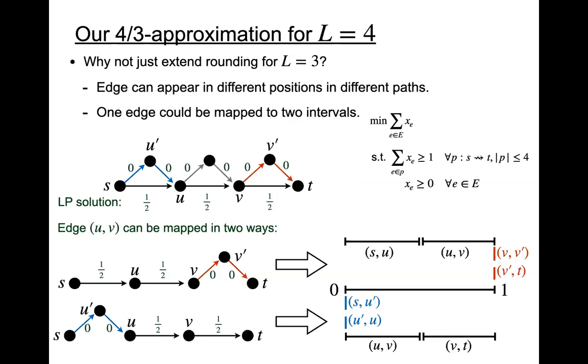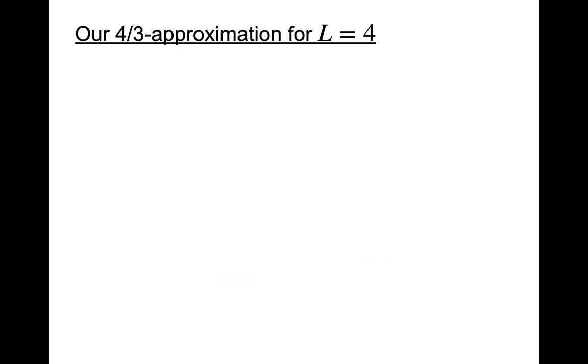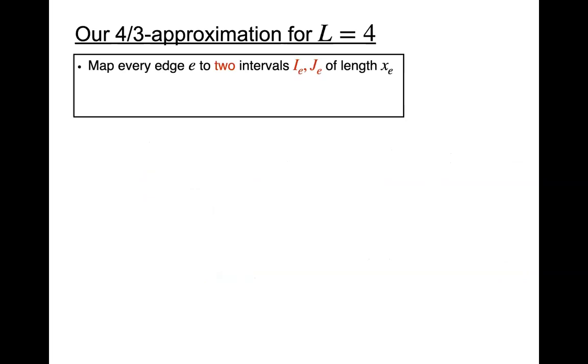Okay, so what do we do for L equals 4? Well, we resign ourselves to the fact that we're not going to find one natural mapping of edges to intervals, and we map every edge to two different intervals in the natural way.